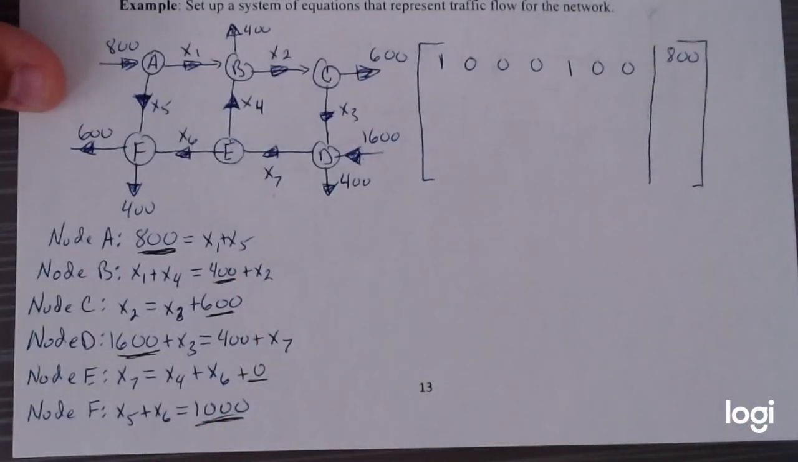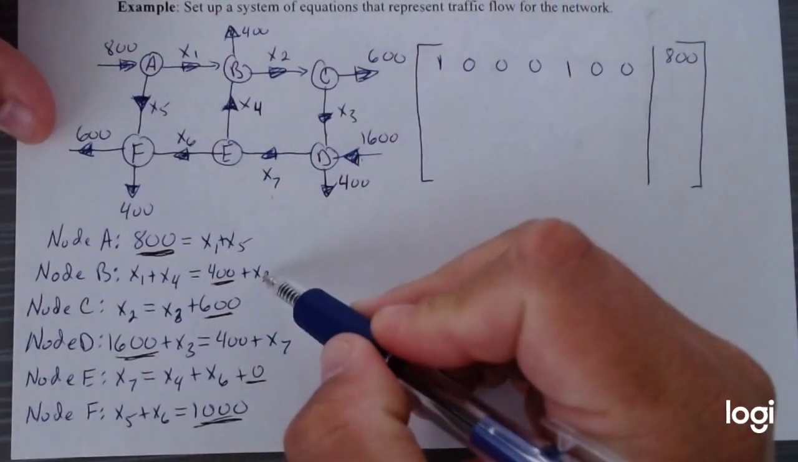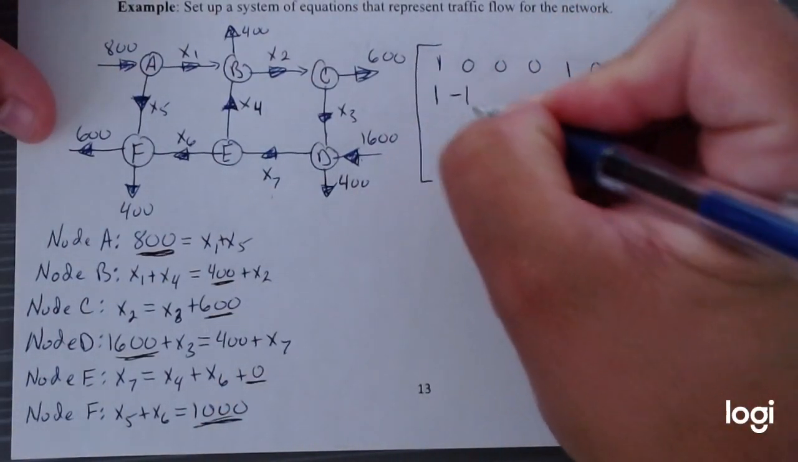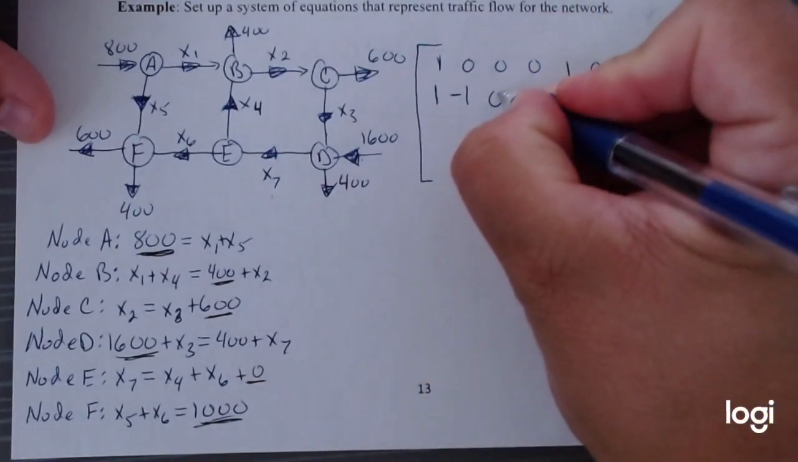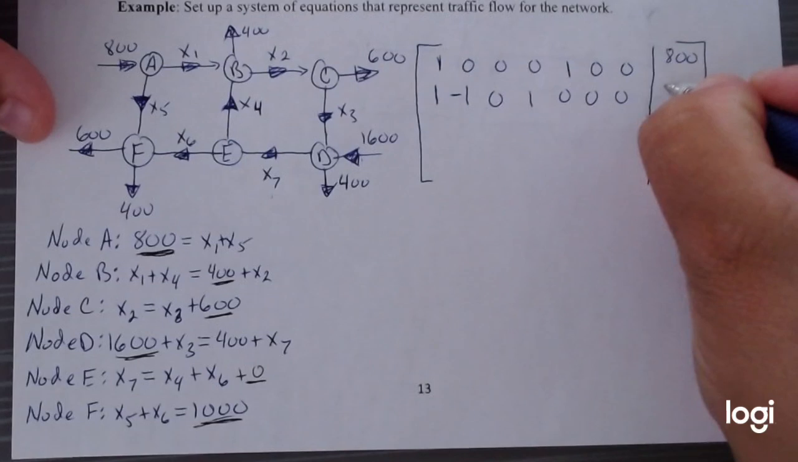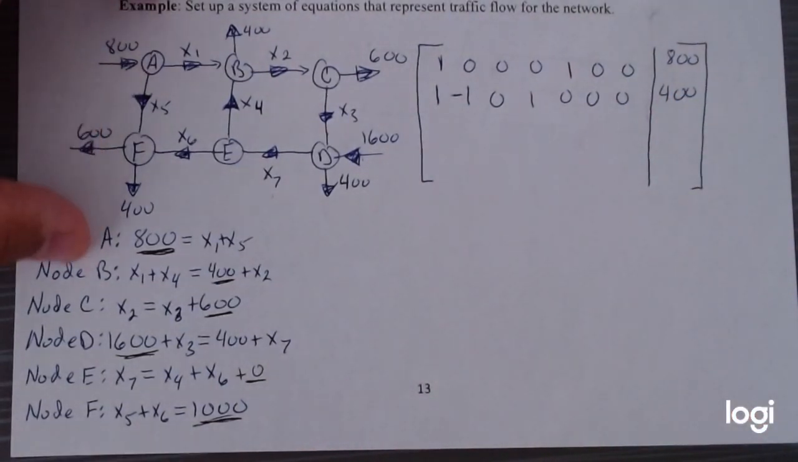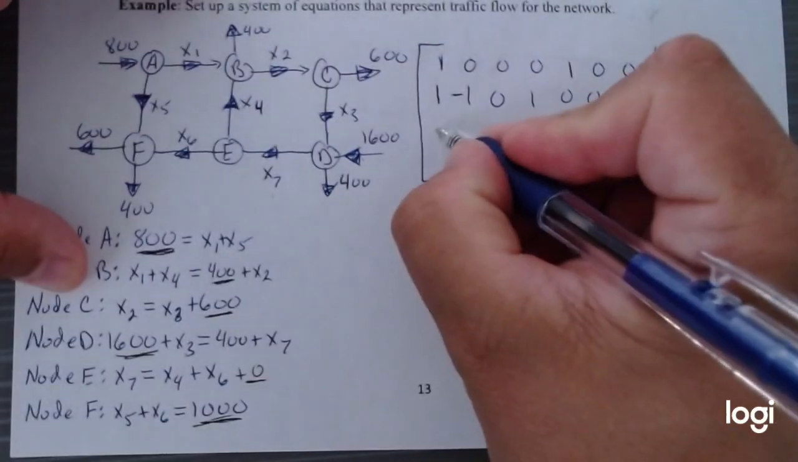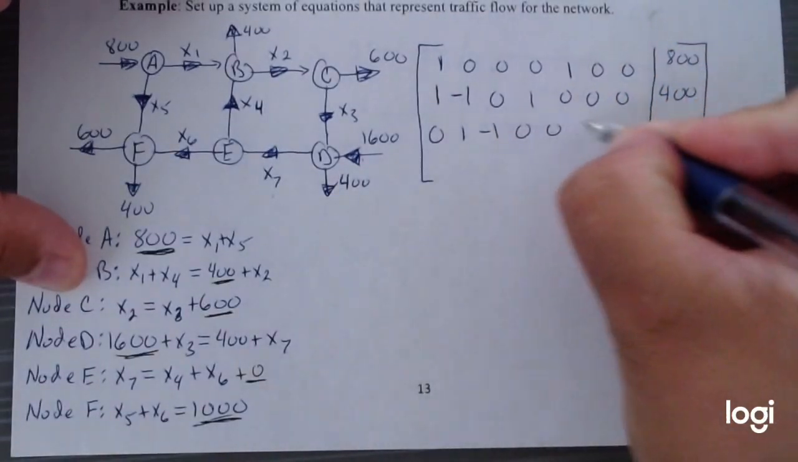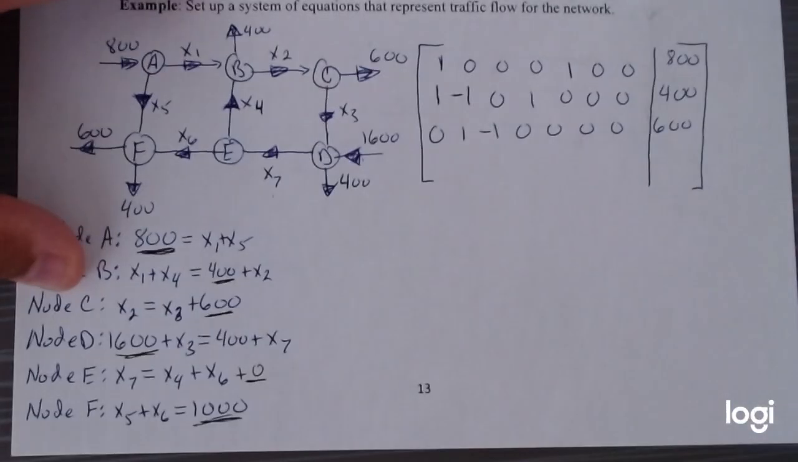Okay? And I'm going to follow that same template down. So just remembering we first have to bring over x2. So this is going to be 1, negative 1 for x2, 0 x3s, 4, 5, 6, 7, and this equals 400. Okay. And again, we'll follow the same pattern. Bring this over so we have 0 x1s, 1, negative 1, 0, 0, 0, 0, and then 600.